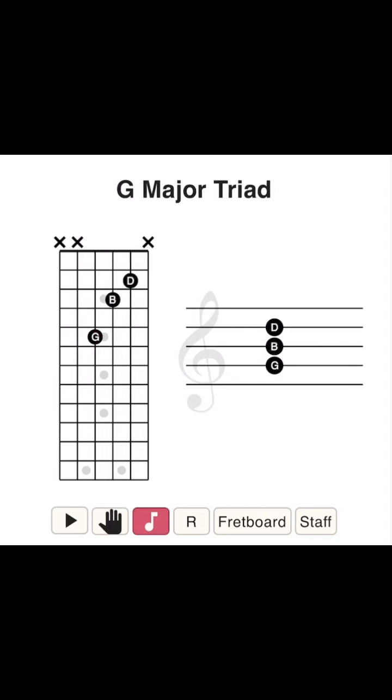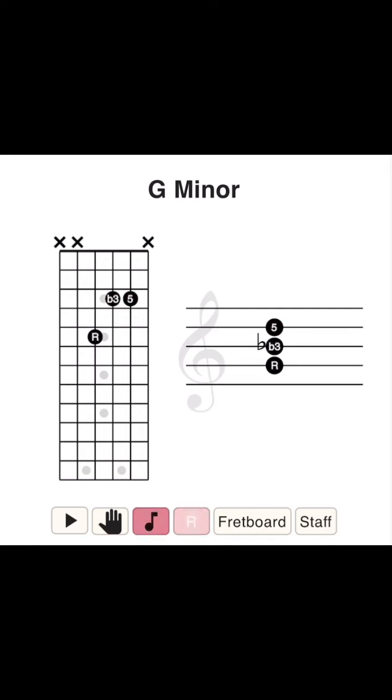Starting off with the major triad, it's the happiest sounding of the bunch. It consists of a root note, a major third above the root, and a perfect fifth above the root. If we take the G major triad as an example, you've got the notes G, root, B, major third, and D, perfect fifth.